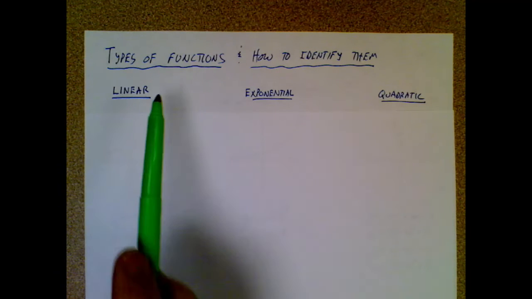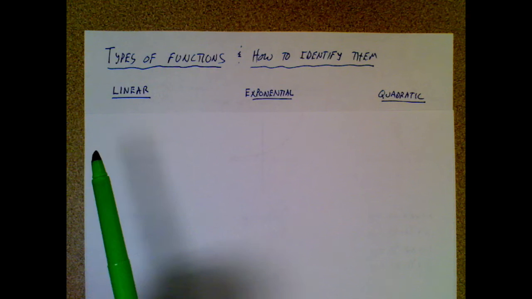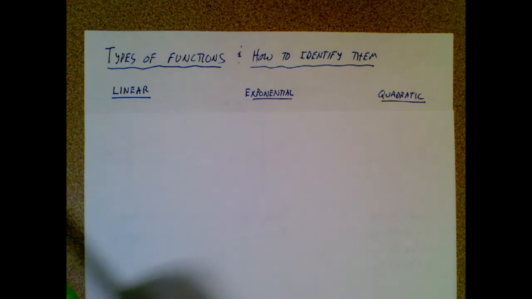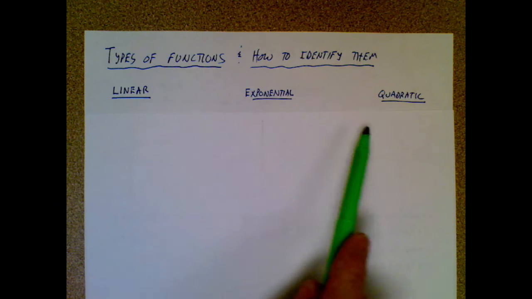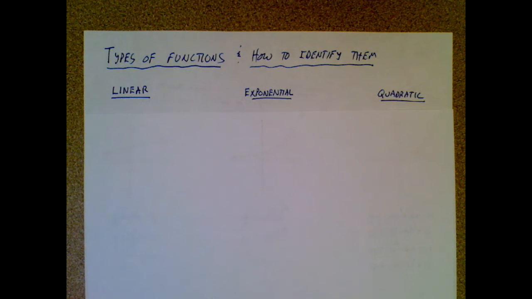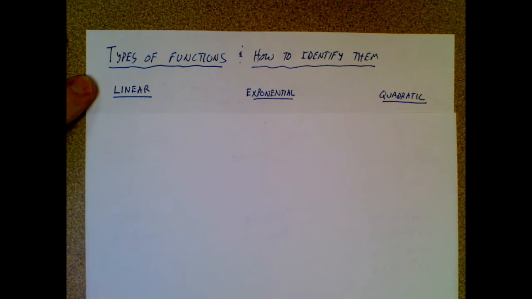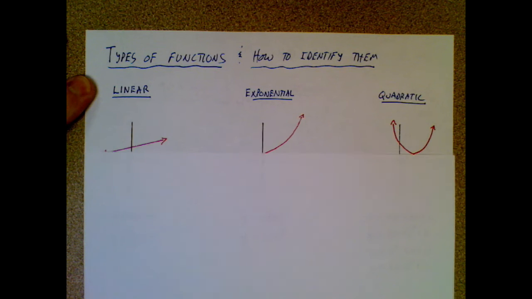So here's a good record of your beautiful Algebra 1 career. You have now learned about three different styles of functions: the linear, the exponential, and the quadratic. So we're going to take a little time to make sure you can find out the difference between those three.